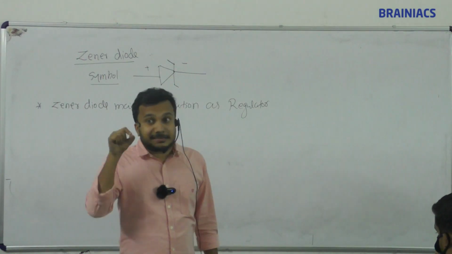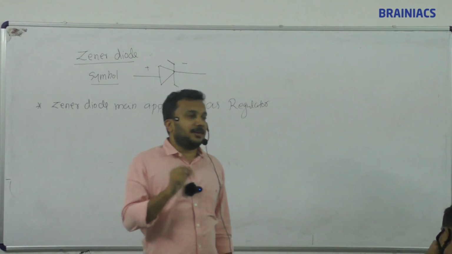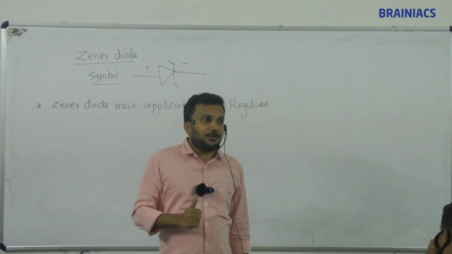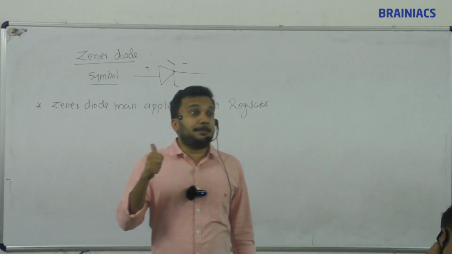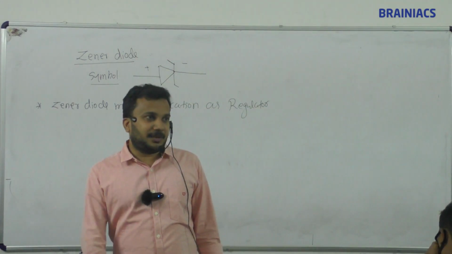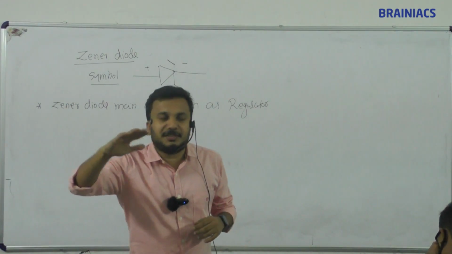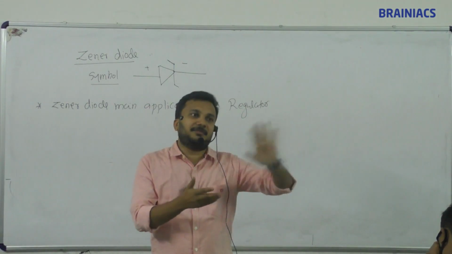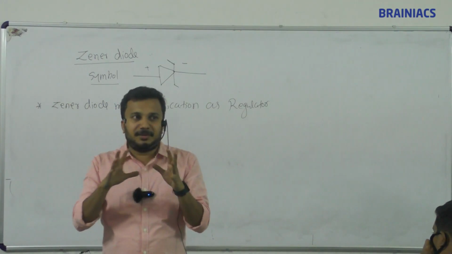To avoid the high voltage risk, what are we using? Zener diode as a voltage stabilizer. Stabilize means what? Constant voltage. The high voltage is cut and constant voltage will be given to the device. Our device is safe, and with a stabilizer there will not be any complaint.